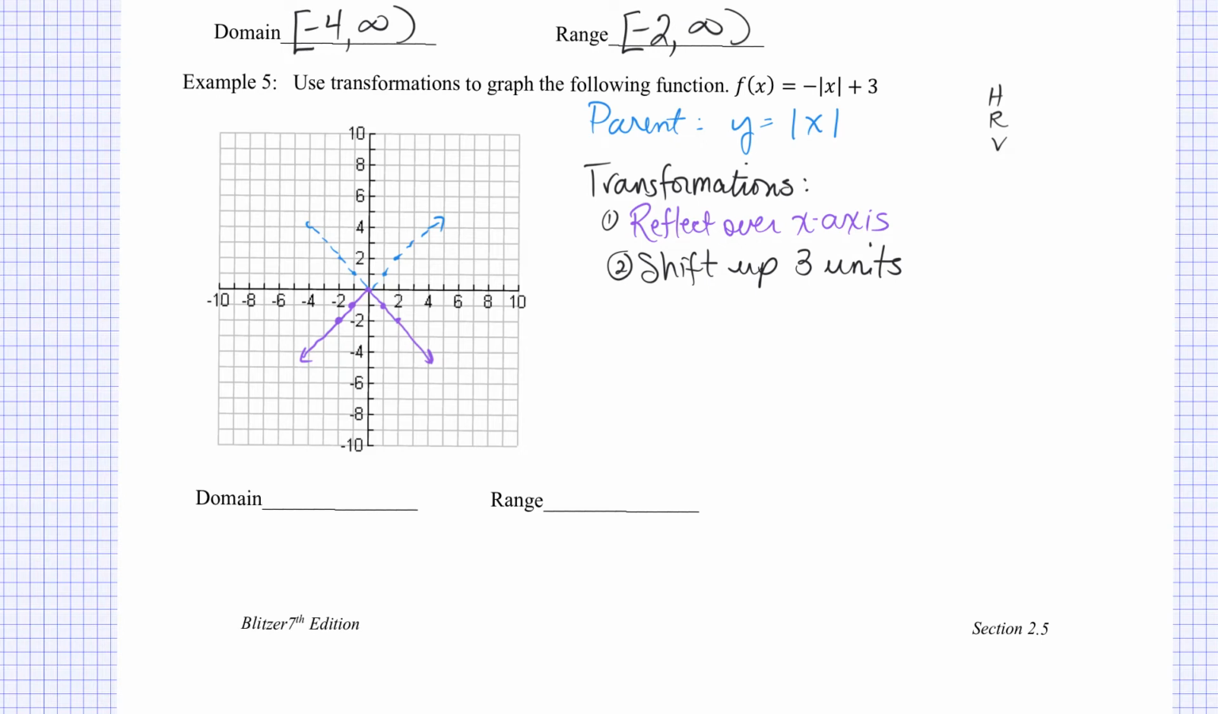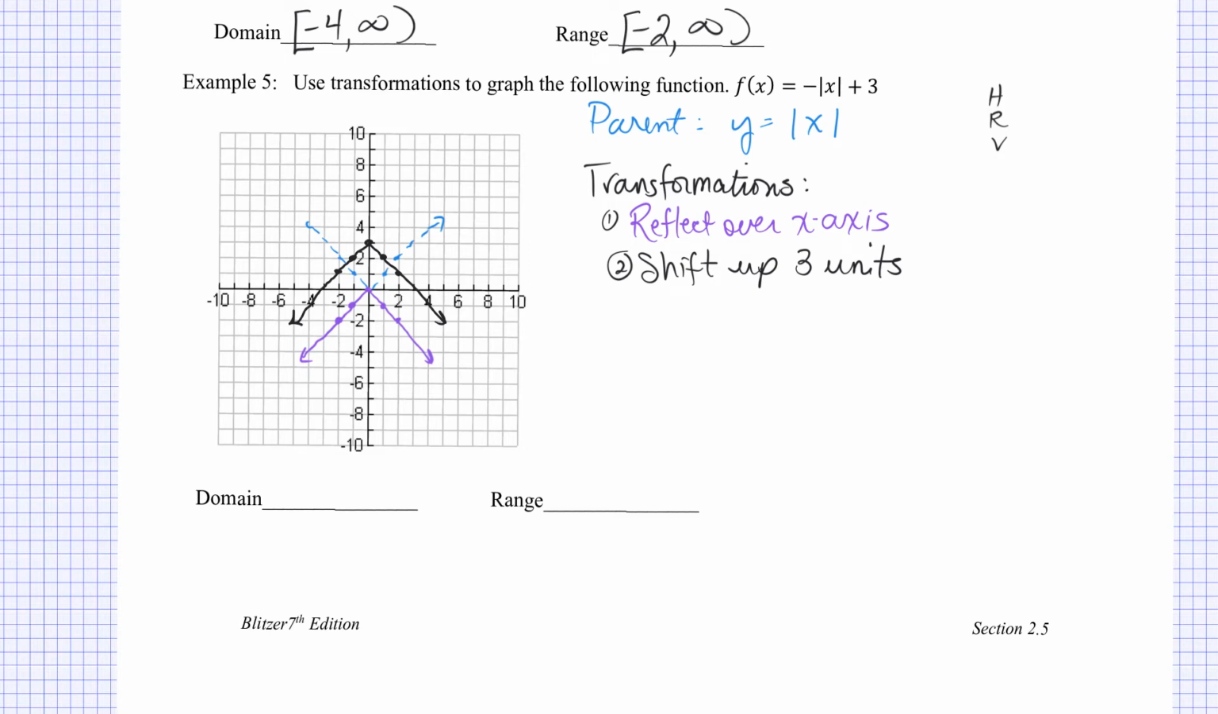And then the last thing that I'm going to do is shift the whole thing up 3 units. So this is going to shift up 3, right? So up 3. And this is a rigid transformation, right? So the shape is not going to change. And there's the result, the end result. It's the graph of f of x equals the opposite of the absolute value of x plus 3.